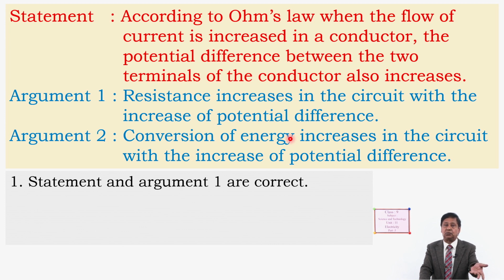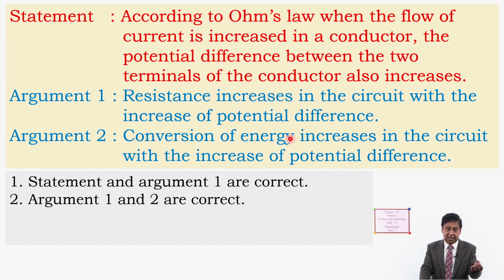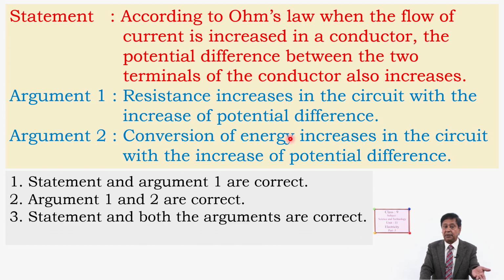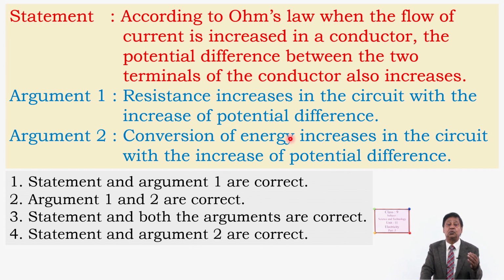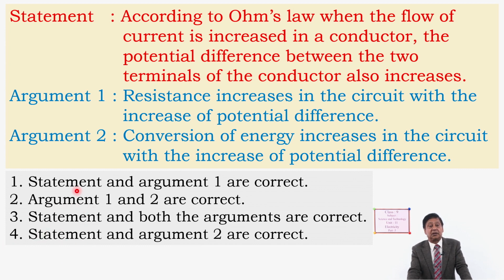Number 1, statement and argument 1 are correct. Number 2, argument 1 and 2 are correct. Number 3, statement and both the arguments are correct. And number 4, statement and argument 2 are correct. Now we have to select one of the options. Which option is correct for this statement and arguments? Now let's check it out with the help of these 1, 2, 3, 4 options.